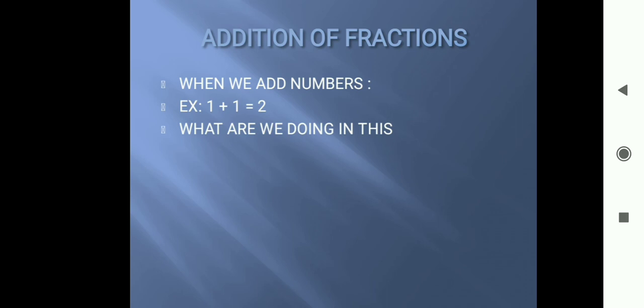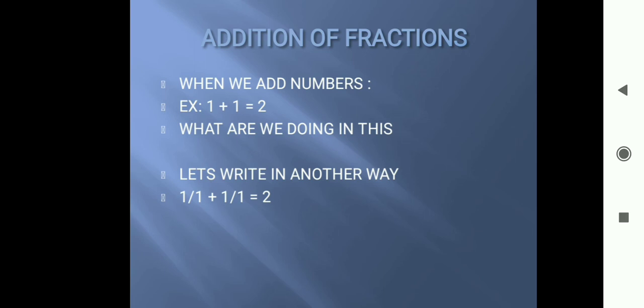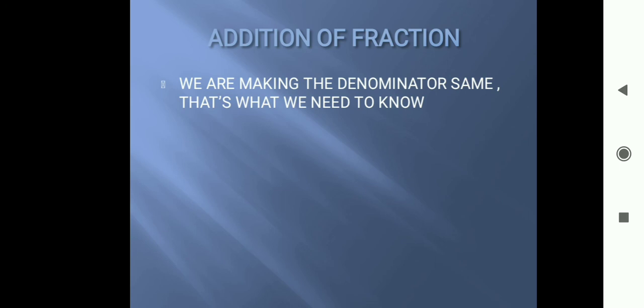Addition of fractions. So when we add numbers, for example 1 plus 1 is equal to 2, what are we doing in this? Let me convert it into fraction form, or write it in another way. 1 upon 1 plus 1 upon 1 is equal to 2. Think. Pause the video and try to think, what are we doing? Well, I think you have guessed the right thing. We are making the denominator equal or same. That's what we need to know.